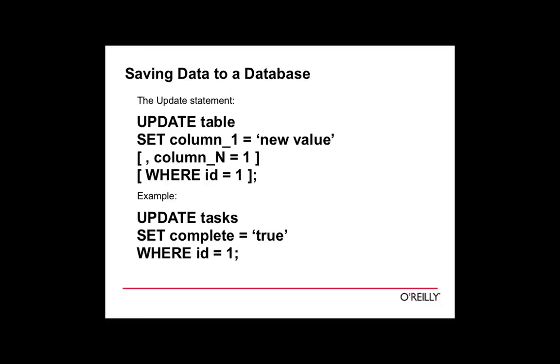So in most cases, you want a where clause. An example is I want to update the task table, set complete equals true, where ID equals 1. And if I skip the where ID equals 1, then I'll get some strange behavior.